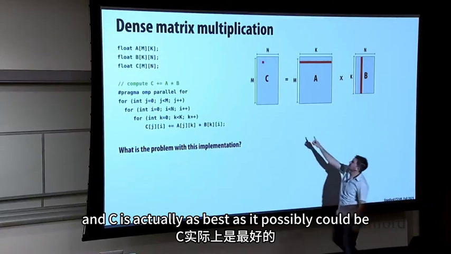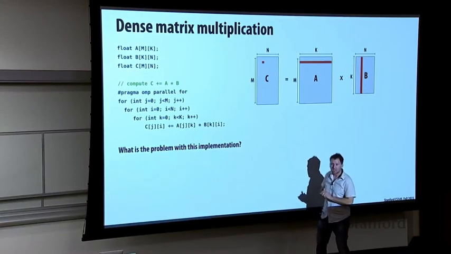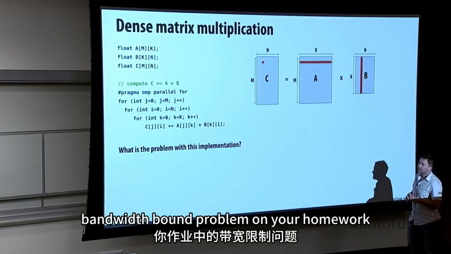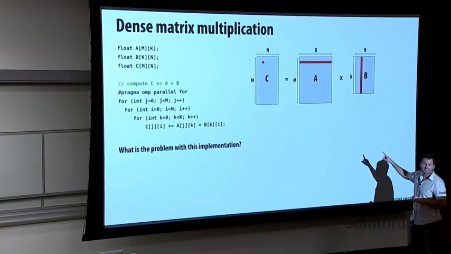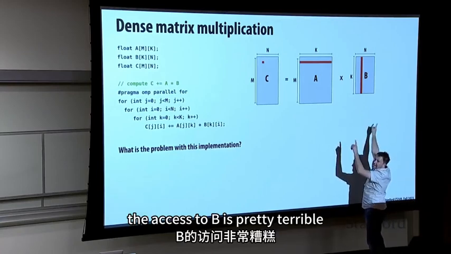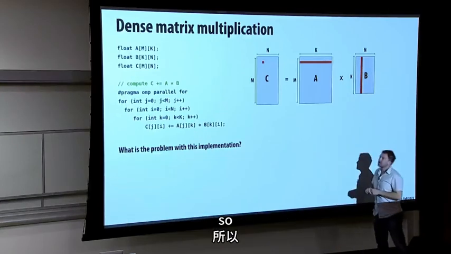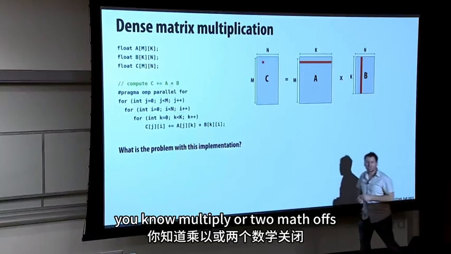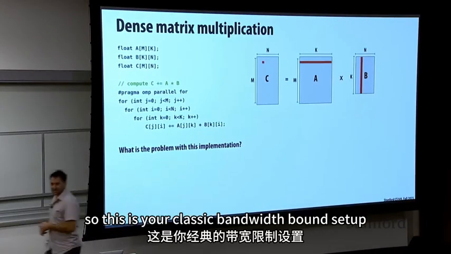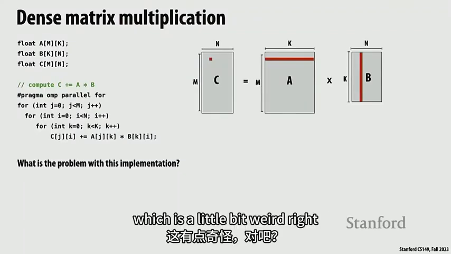And C is actually as good as it possibly could be, because I'm just reading and writing the same value that's going to sit in cache. But if you take a step back and think about your bandwidth-bound problem on your homework, this is actually not much better than that problem. We're going to read an A, we're going to read a B, the access to B is pretty terrible, and then we're just adding into C. So you're really only doing one math op, a multiply, or 2 math ops, a multiply add, yet you're reading 2 values. This is your classic bandwidth-bound setup.